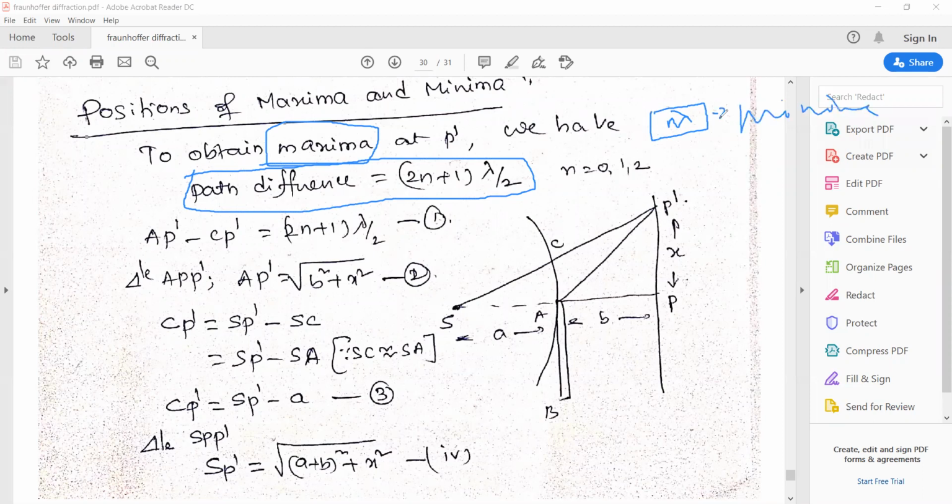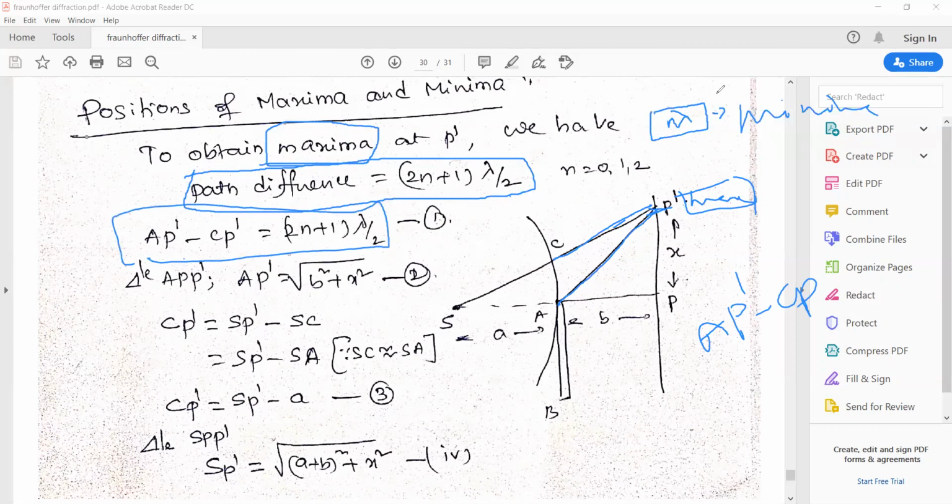For the time being, let's suppose we are getting some maxima here. We know that the path difference must equal (2n+1) lambda by 2, then only we will get maxima. So I want to find the path difference between AP dash and CP dash, since the two lights are coming from this source. This is one path, this is another path. So the path difference will be AP dash minus CP dash. So that path difference equals (2n+1) lambda by 2.